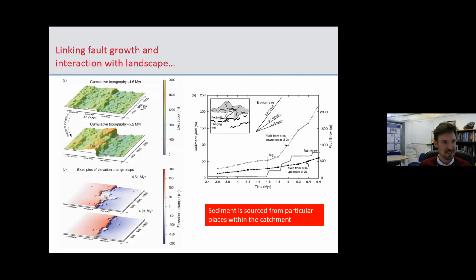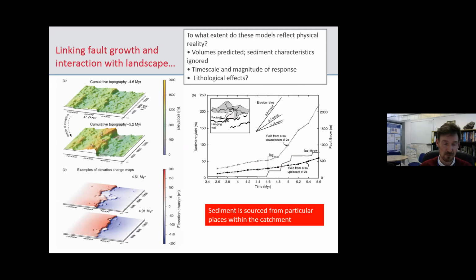Let's go here. So if we, for example, have a look at this little catchment here, then even within a single catchment, downstream of this point labeled 2A and upstream of the fault, that's actually where much of the sediment is coming from. So this fault starts to grow. This is throw against time. It's a bit of a lag time, and then the sediment yield just in this area really increases. And that's actually because that's where the nick point is in the model. So the sediment is actually sourced from particular places. So that's kind of cool.